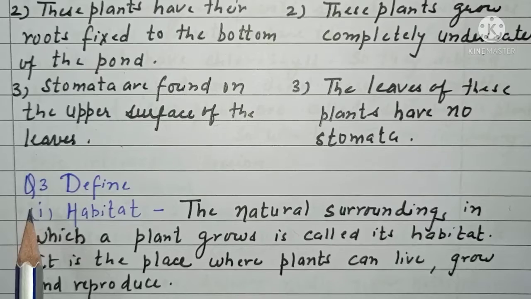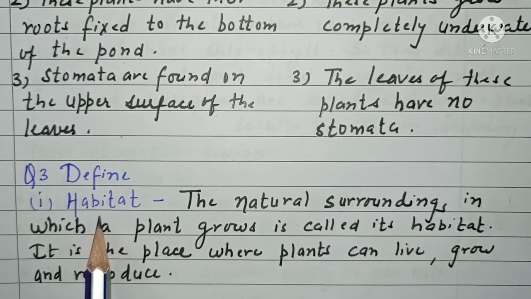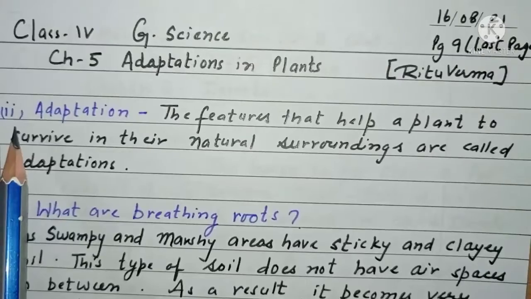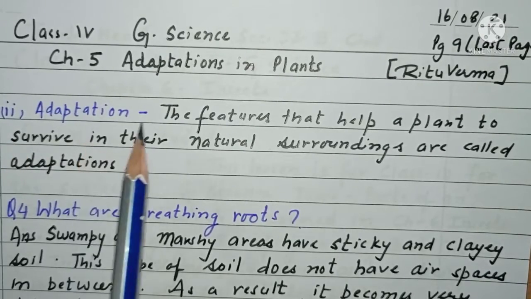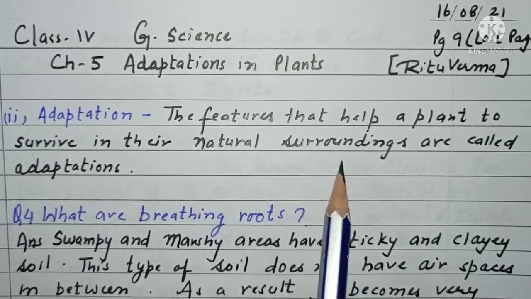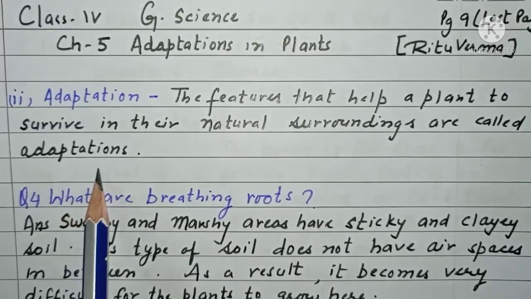Fine. In question number 3, we have to define the term habitat. The natural surroundings in which a plant grows is called its habitat. It is the place where plants can live, grow and reproduce. Number 2, adaptation. The features that help a plant to survive in its natural surroundings are called adaptations.